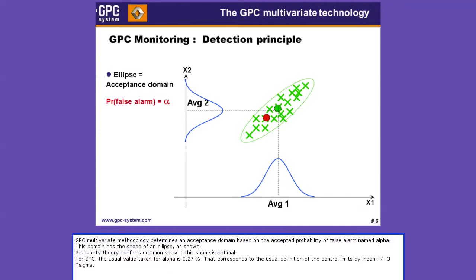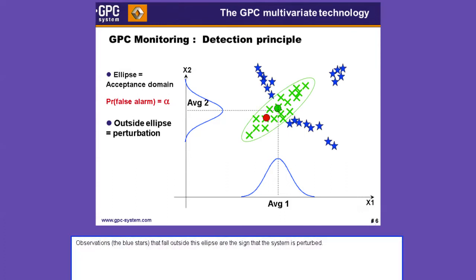The GPC multivariate methodology determines an acceptance domain based on the accepted probability of false alarm, named alpha. This domain has the shape of an ellipse, as shown. Probability theory confirms common sense. This shape is optimal. For SPC, the usual value taken for alpha is 0.27%. That corresponds to the usual definition of the control limits by mean plus or minus 3 sigma. Observations: the blue stars that fall outside this ellipse are the sign that the system is perturbed.